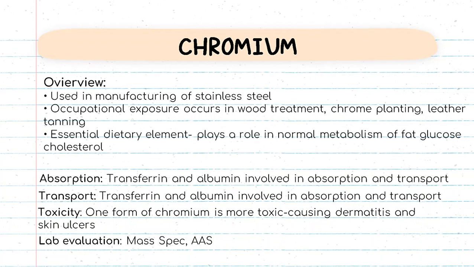Absorption and transport: transferrin and albumin are involved in absorption and transport. Toxicity: one form of chromium is more toxic, causing dermatitis and skin ulcers.